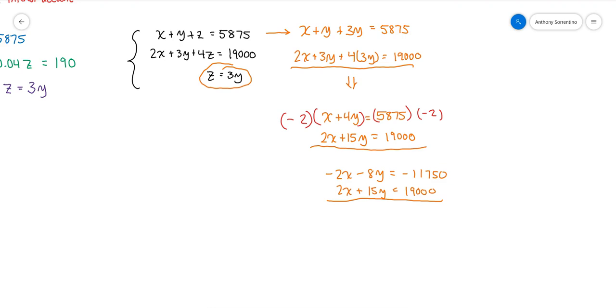When I add the two equations together, the x's do in fact cancel out. That's what I wanted them to do anyway. When I add these two together, I get 7y. And on the right side, I get 7,250. When I divide both sides by 7, I get y approximately $1,035.71.